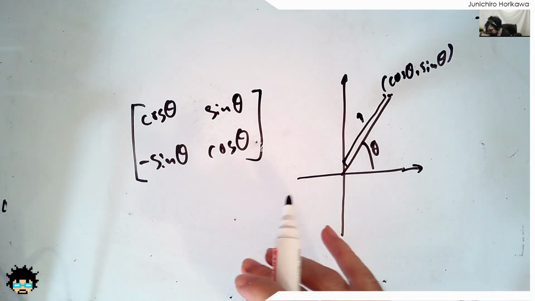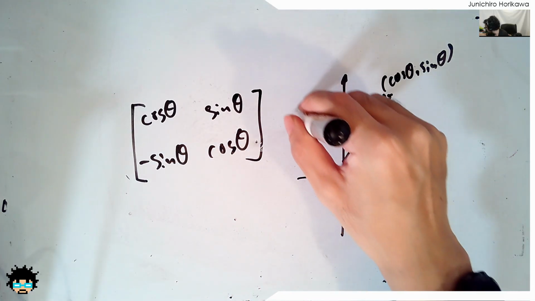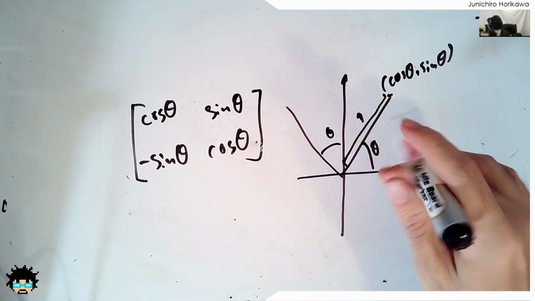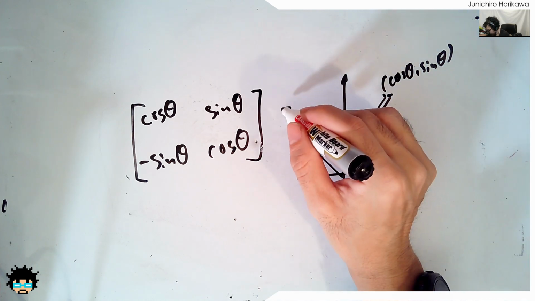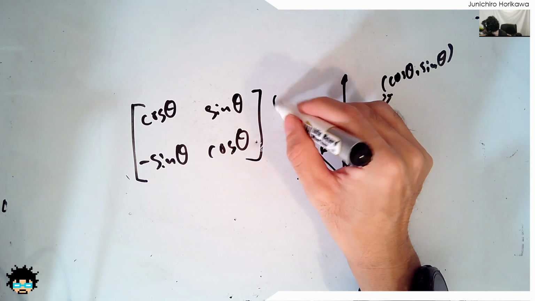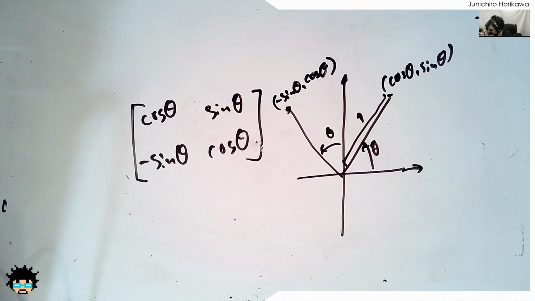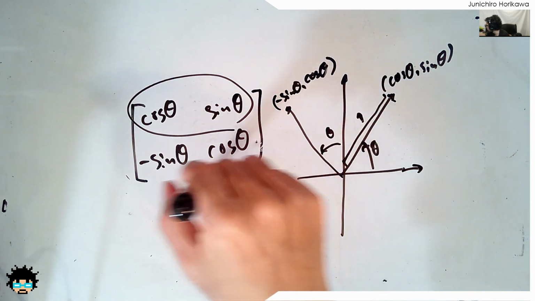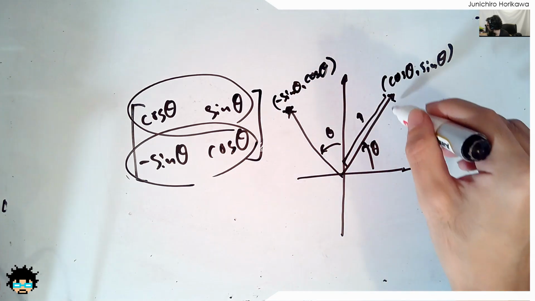And for the second row, from 90 degrees, you rotate by theta again, and this part is going to be minus sine theta and cosine theta, if you remember the trigonometry. So the first row corresponds to this point, and the second row corresponds to this point here, this coordinate here.